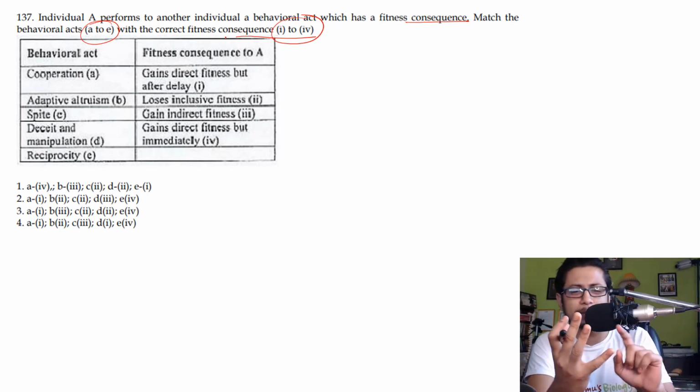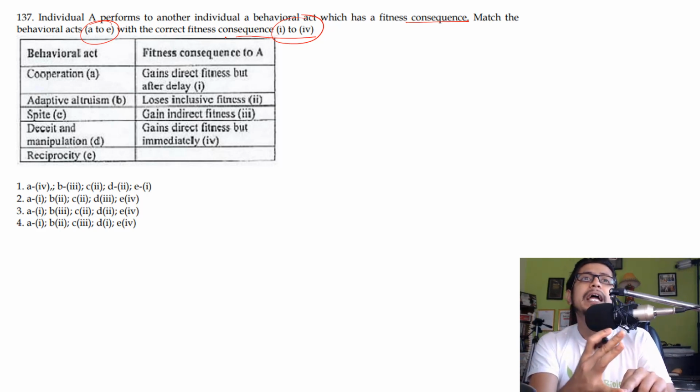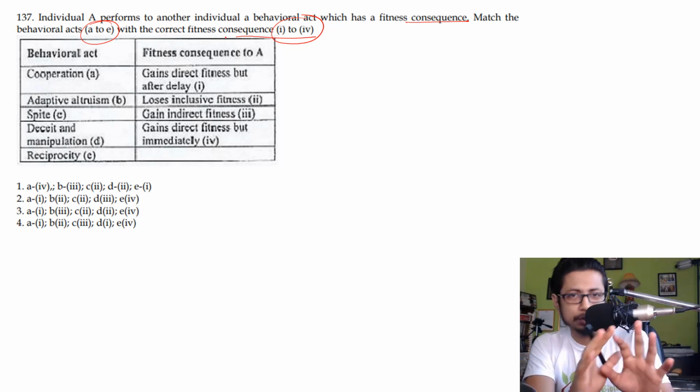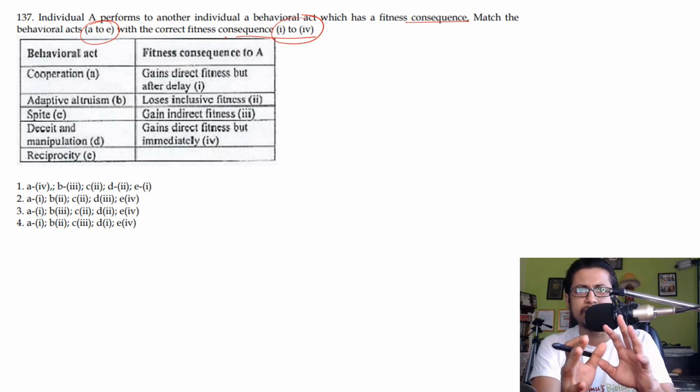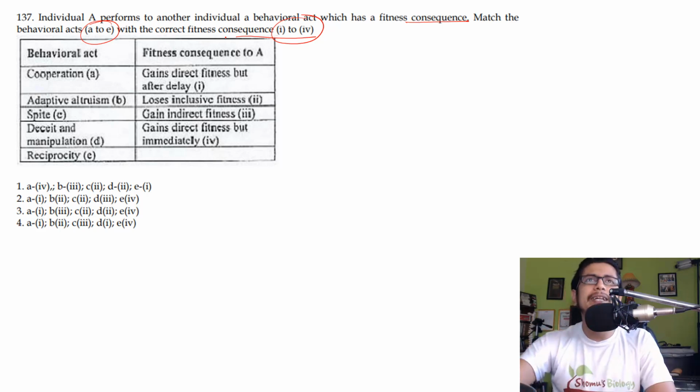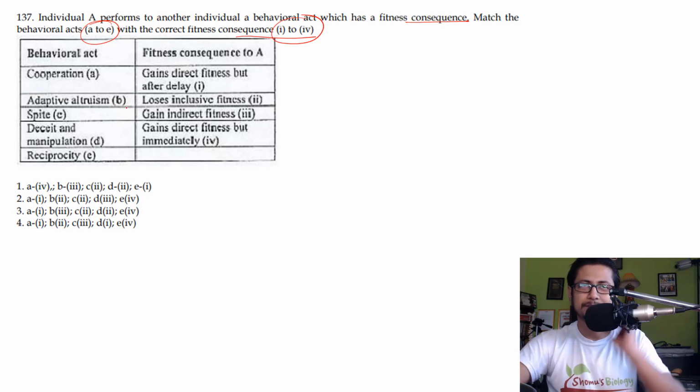In classes we have discussed altruism, reciprocal altruism and inclusive fitness, cooperation, those studies. But adaptive altruism and spite, these things you may not know. But spite is something which is not good, we know that. Okay, so let's try to solve this. So how to answer this kind of question?